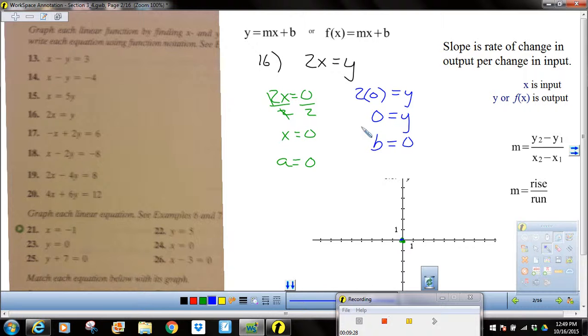If you rewrote this as slope-intercept form, I'm just going to do a symmetric property of equality and put the y on this side and the 2x on this side. I'm just switching everything. It's kind of like if 2 plus 3 equals 5, then 5 equals 2 plus 3. The slope is 2. So when I move over, I need to go up 2.